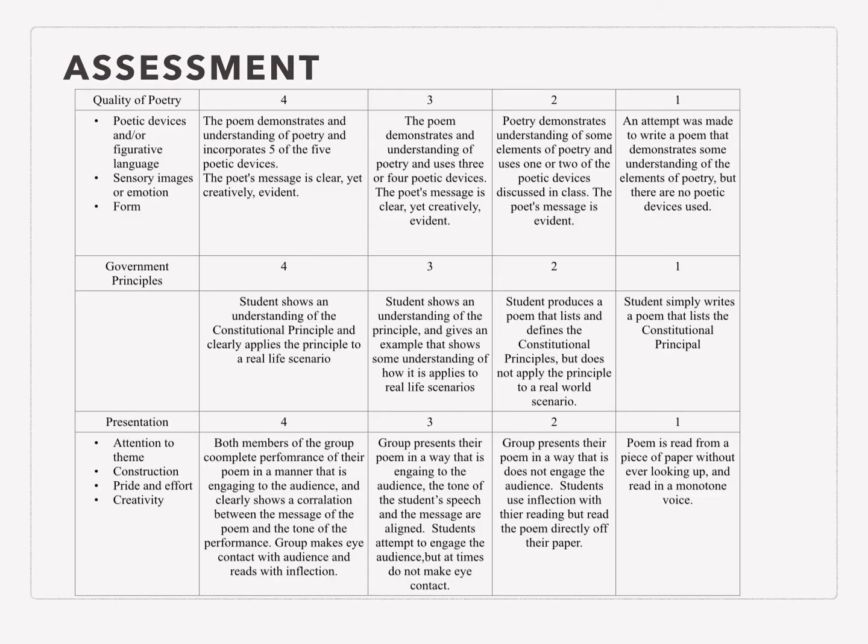The students were given a rubric that basically looked at three different parts. One was the quality of the poetry, where I was looking to make sure that they incorporated some poetic devices, meaning alliteration, consonants, metaphors, similes, tone. Another part of the rubric was on government principles, meaning that they actually showed an understanding of a government principle and could apply it to an actual hypothetical or real world situation.